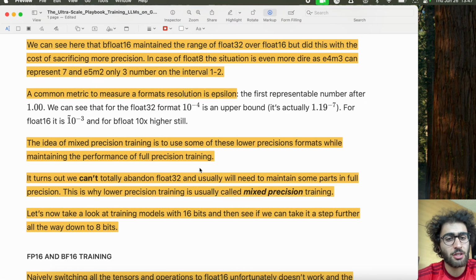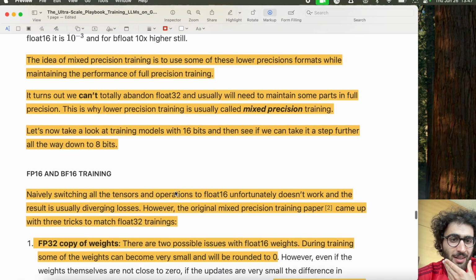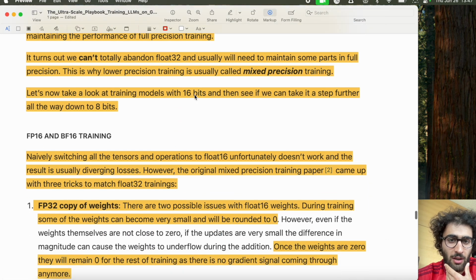The idea of mixed precision training is to use some of these lower precision formats while maintaining the performance of full precision training. This means that we're going to have to keep some things in float32. We can't totally abandon it. We'll usually need to maintain some parts in full precision. This is why it's called mixed precision. So let's look at how models can be trained with 16 bits and then even 8 bits.